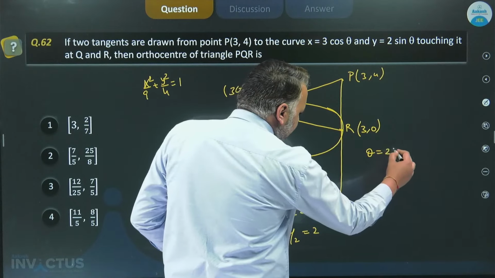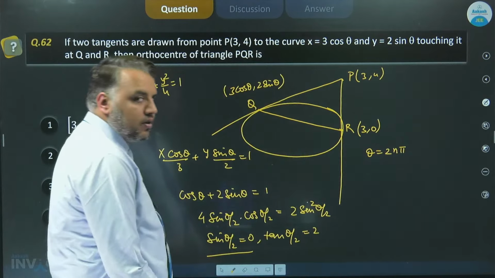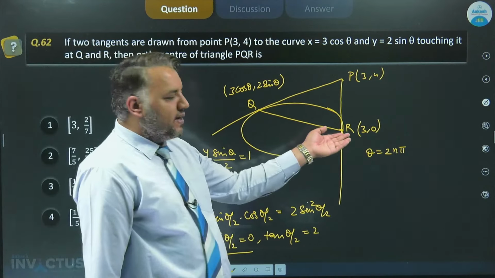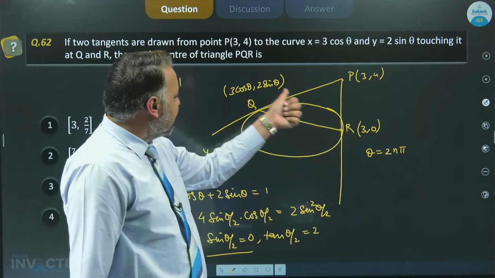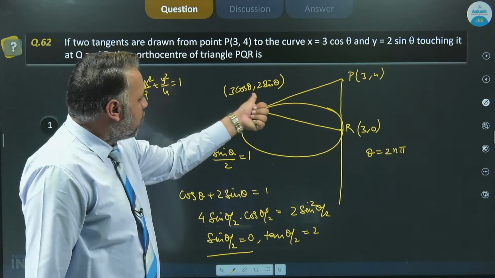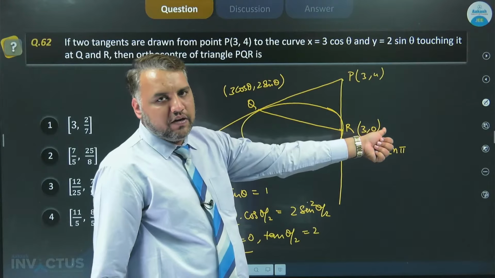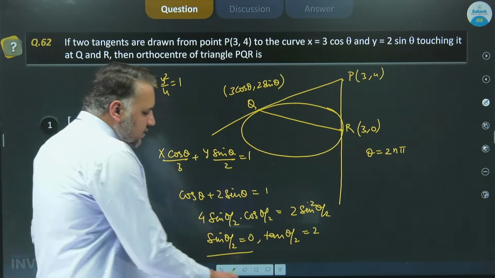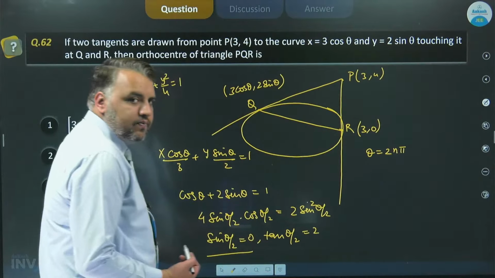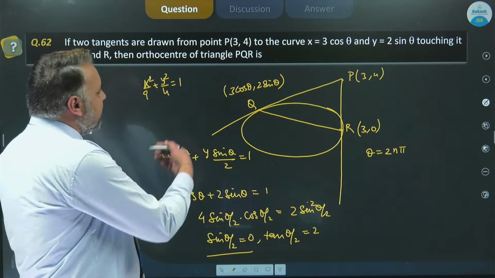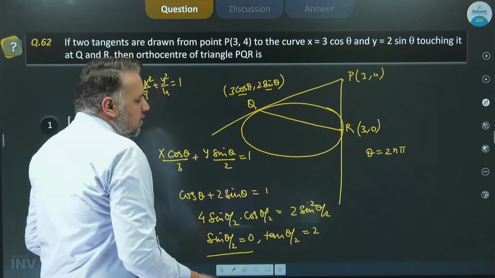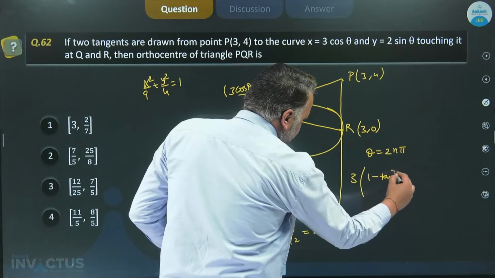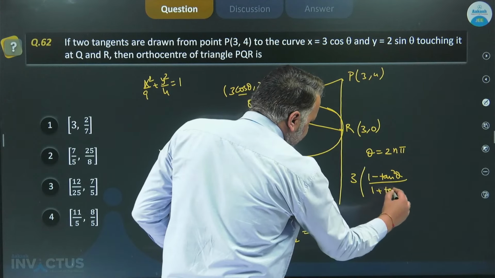Now from here, if you comment on theta, we can say that theta is nothing but 2 n pi in general, or between 0 to 2 pi you can say that theta is 0. So if theta is 0, you can get the point (3, 0). That one point of contact is (3, 0). For the second point of contact, you can use tan theta by 2 is equal to 2. So what will be the values of cos theta and sin theta? You can write cos theta as 1 minus tan square theta by 2 divided by 1 plus tan square theta by 2.